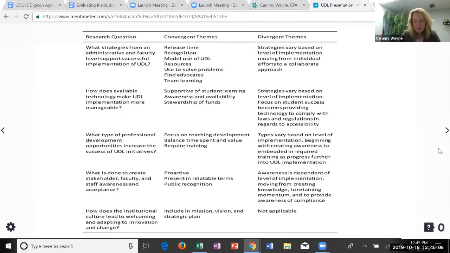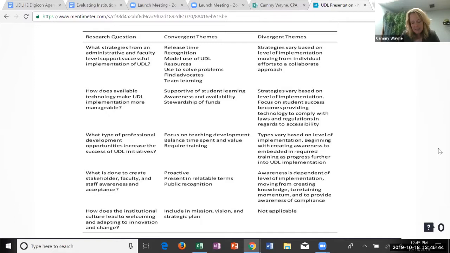So going back to those first questions that I was looking at, I know this is a lot of words on one screen, and we can come back and look at it more in depth later. But I wanted to go through some of these common themes along every stage. So no matter where we are at, we know what we need to do. So no matter what stage you're in, some of the common things around administration and faculty support were to provide that release time and recognition. And I saw that in some of the responses that you had as well.